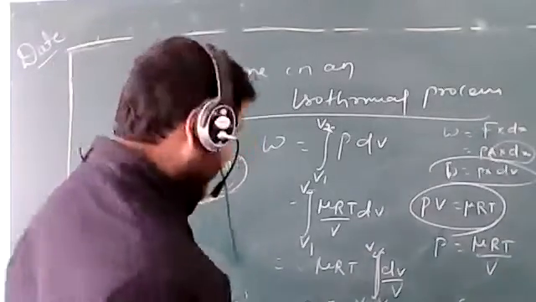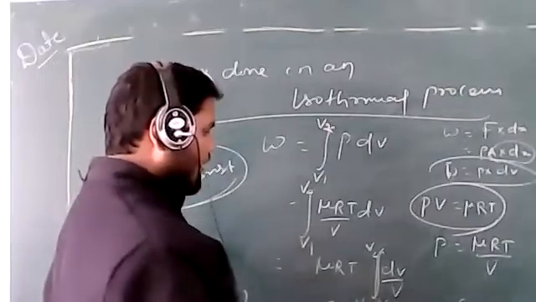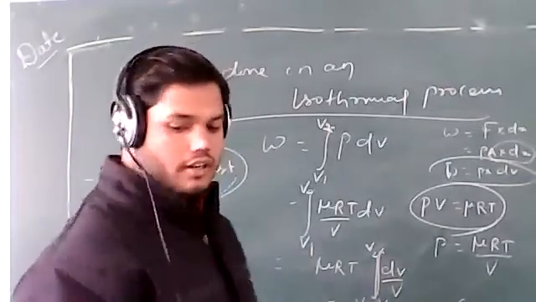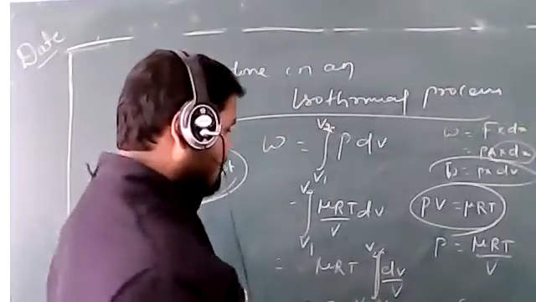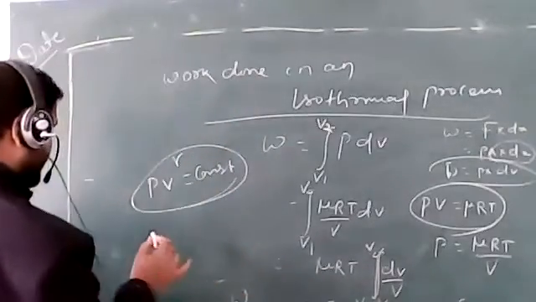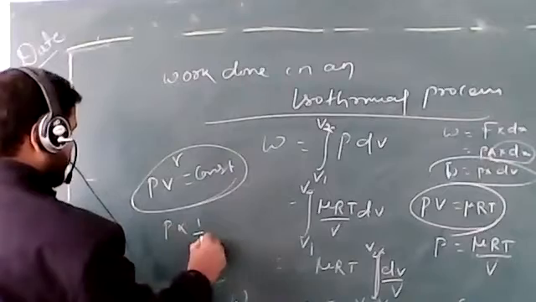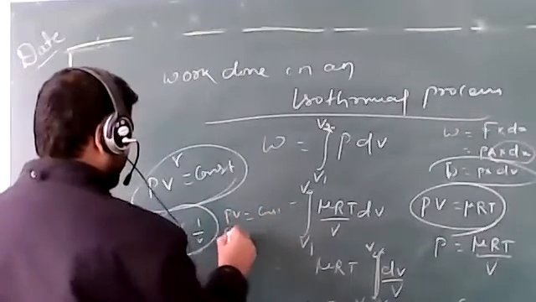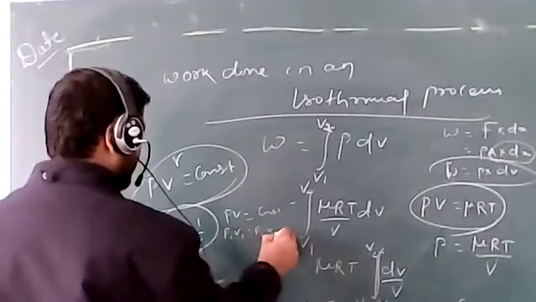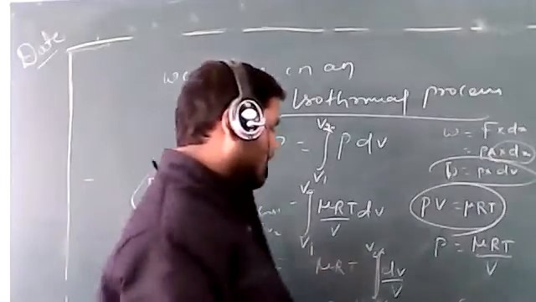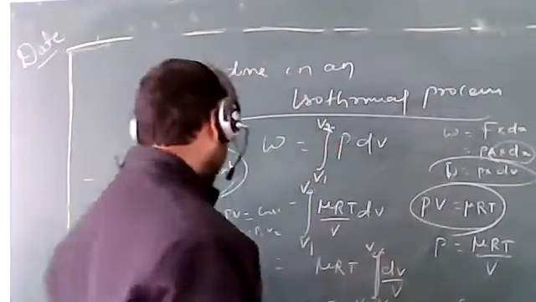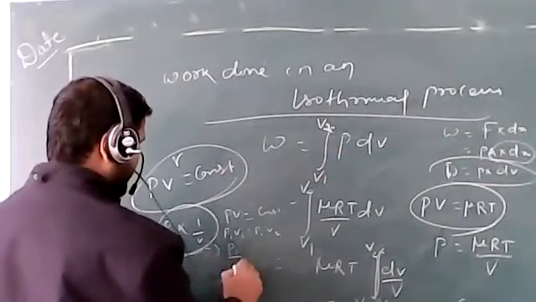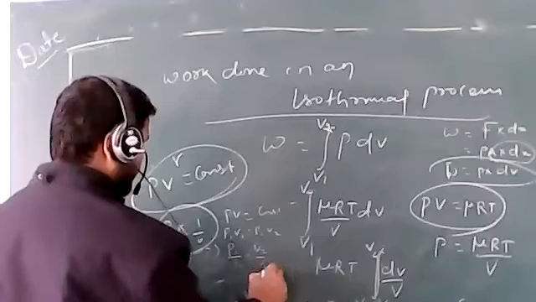So we can also write it in terms of pressure. As you know, P is inversely proportional to V, yes or no? So PV equal to constant. That means P1V1 equal to P2V2. So P1 by P2 equal to V2 upon V1, yes or no?